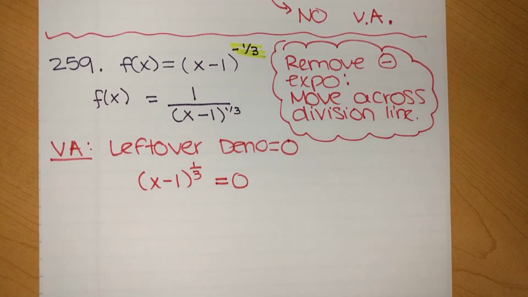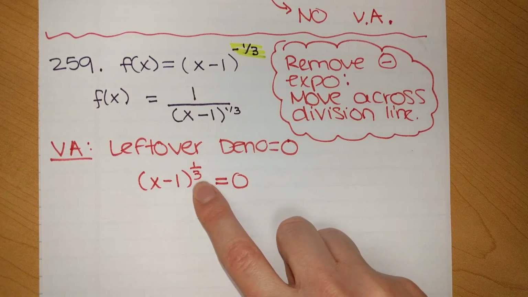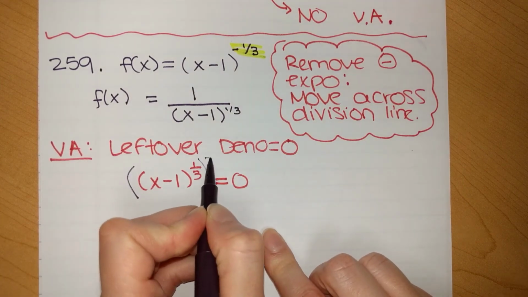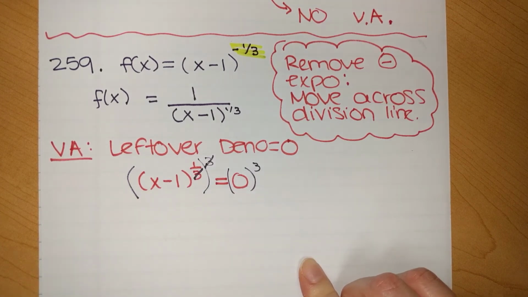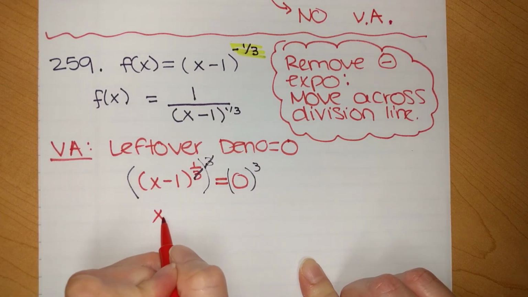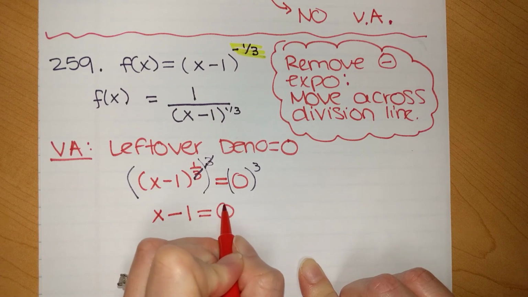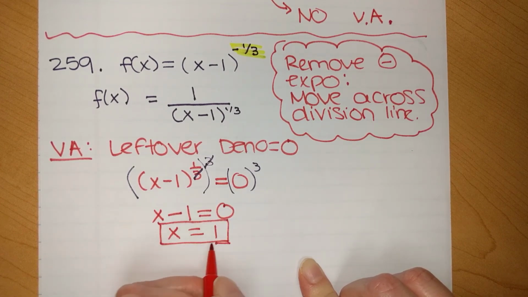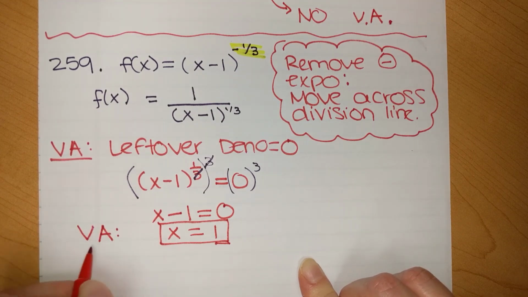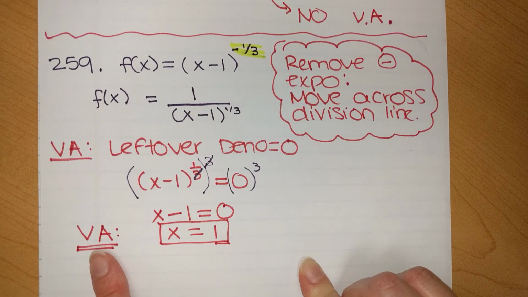Now, do not be intimidated by this. You can get rid of the 1/3 power by raising both sides to the third. Then the 3 in the numerator, 3 in the denominator cancel, and that gives us x minus 1 is equal to 0. And then adding 1 to both sides, we get x is equal to 1. So our conclusion for 259 would be that there is a vertical asymptote, an infinite discontinuity, and that occurs at x is equal to 1.